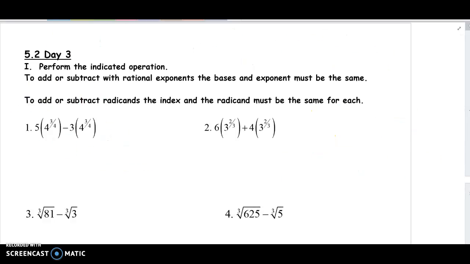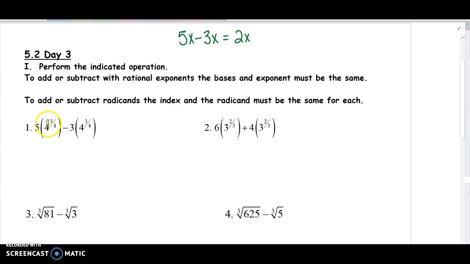Before we start number 1 here, I have a question for you. What is 5x minus 3x? 2x. You all agree that 5x minus 3x is 2x. Okay. That's basically what we're doing.